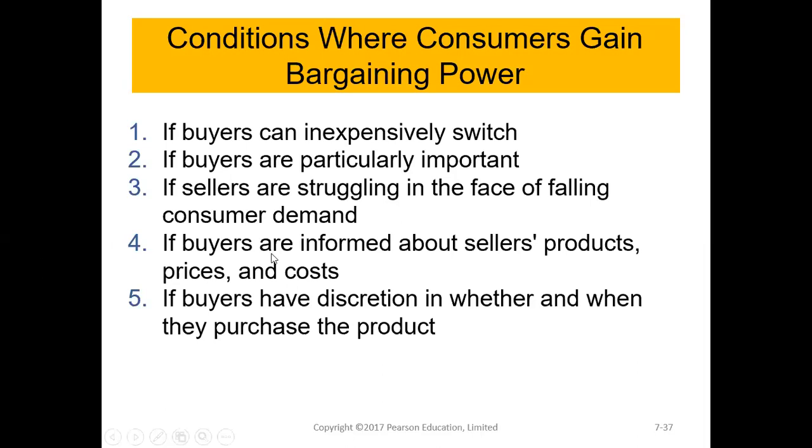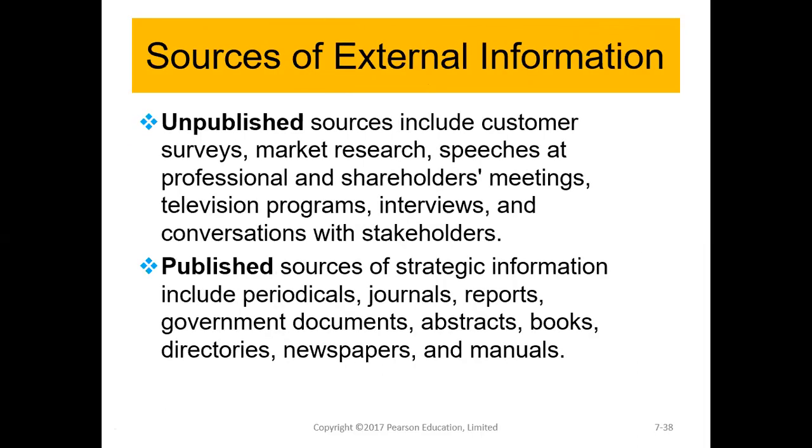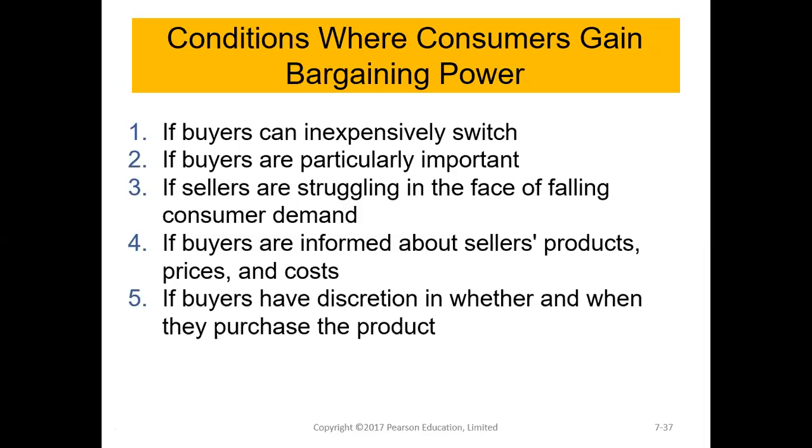If buyers are informed about the seller's product prices and cost, if I as a buyer already know the prices and the cost for my seller, that gives me more bargaining power over the seller. And if buyers have discretion in whether and when they purchase the product, if they have the flexibility to decide when and whether they will purchase the product or not, then this gives them more bargaining power.